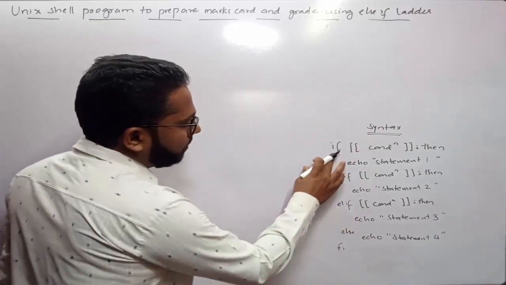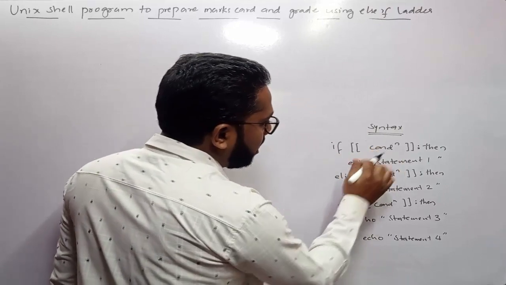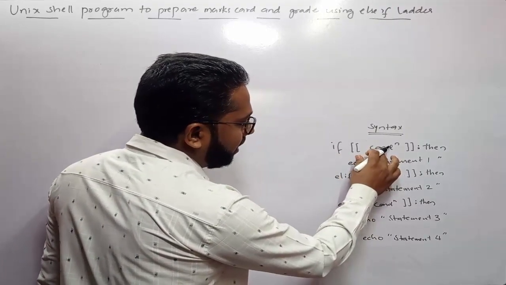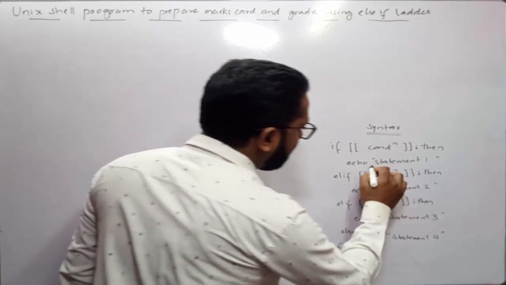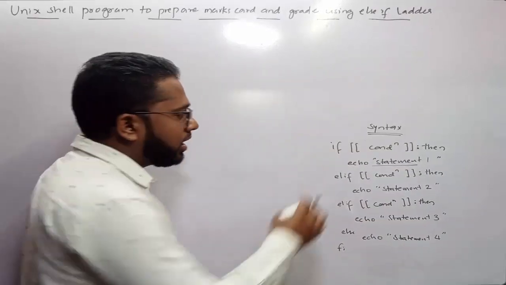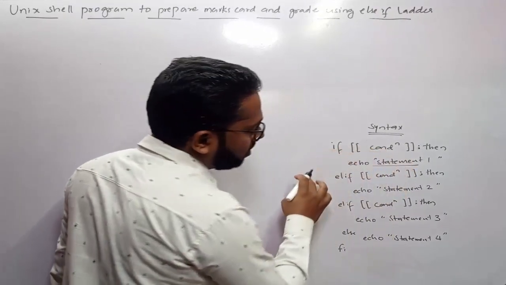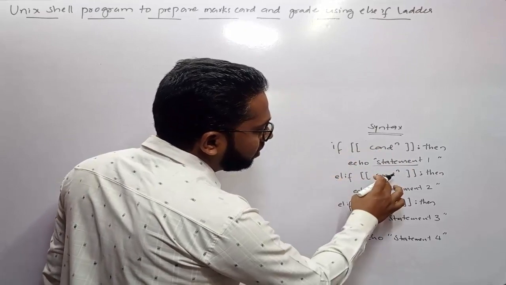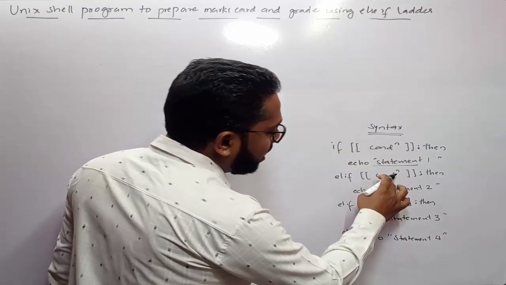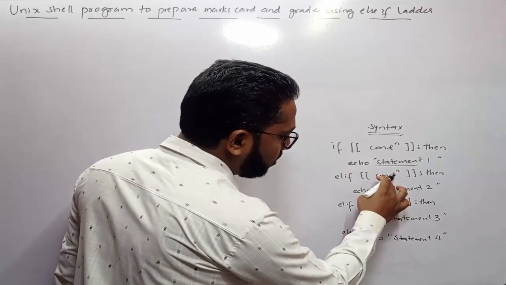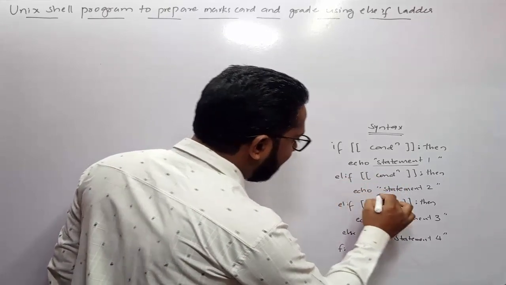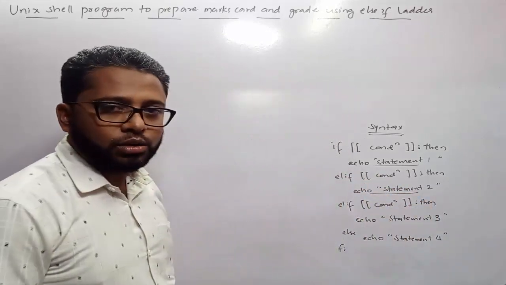So it starts with if, where there will be a first condition. If this condition gets satisfied, control will come inside the if to execute statement 1. If this condition becomes false, then control will come to elif to check for the second condition. If this condition becomes true, then control will come inside the elif to execute statement 2.